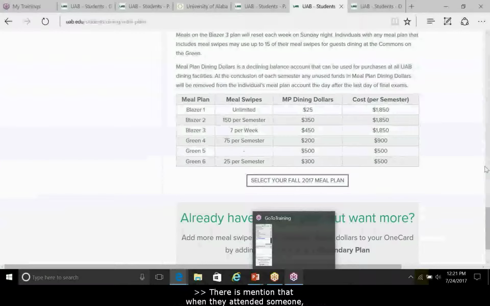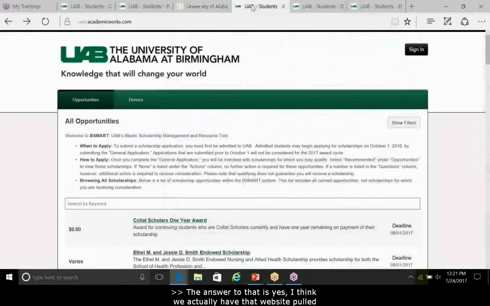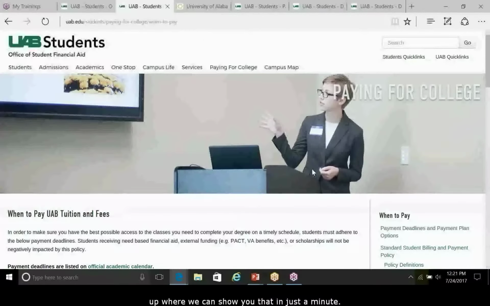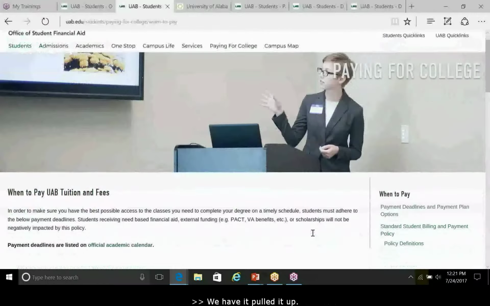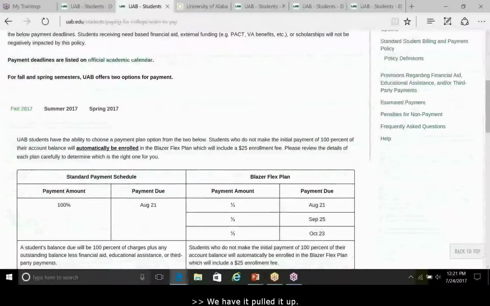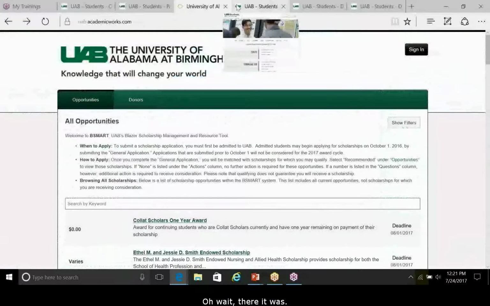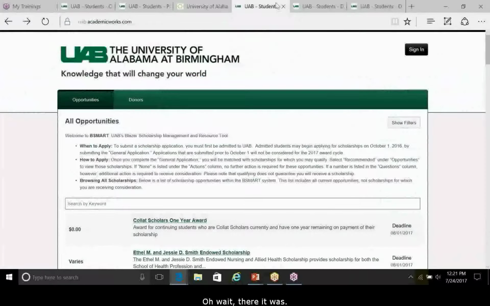There is a mention that when they attended, going back to the financial aid and fees, at orientation, the cost of tuition had yet to be set. Had the cost per hour been set at this point in time? And the answer to that is yes. And I think we actually have that website pulled up, or we can show you that in just a minute. We have it pulled up. I apologize, I've just got to find the right screen. Oh, wait, there it was. Here we go.